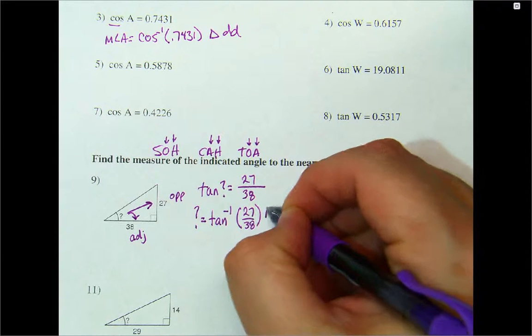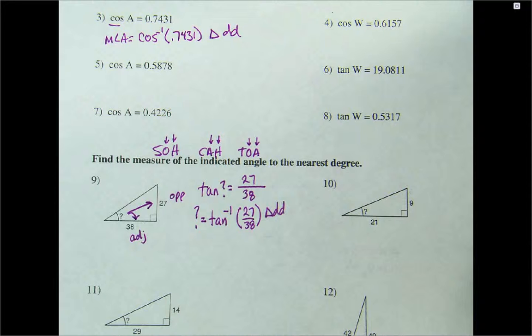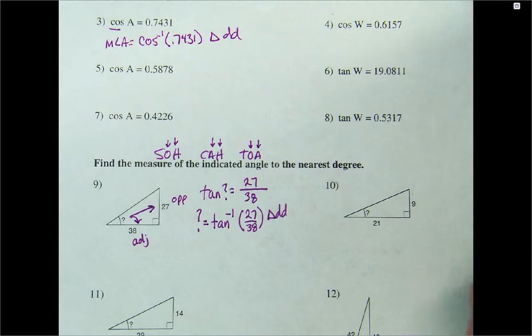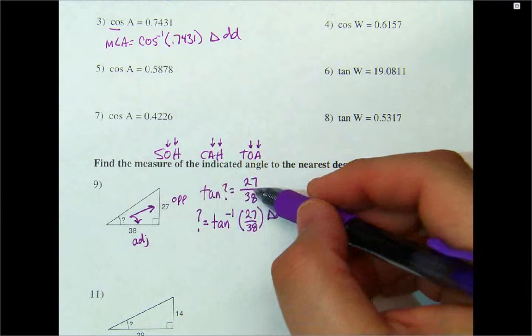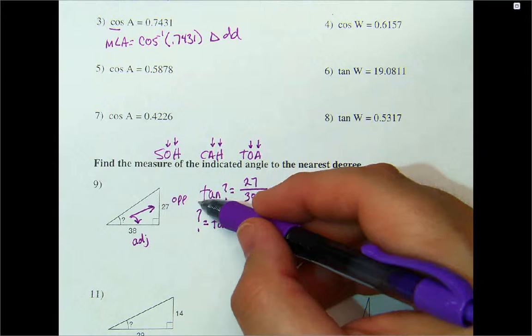So your job is going to be to first come up with the trig ratio. And whatever you're going to use there, the trig ratio, if it's a tangent, use an inverse tangent to get to the angle.